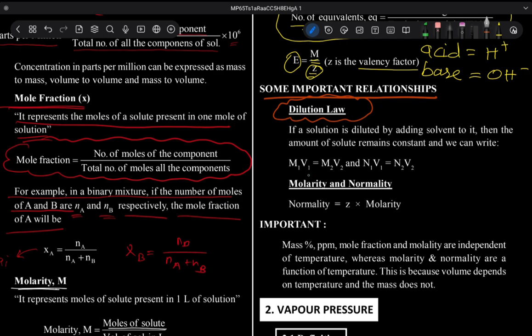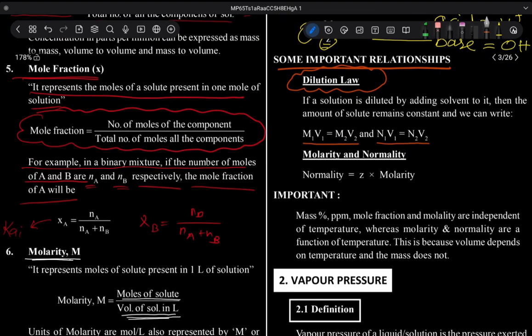Because the amount of solute doesn't change, we use this formula. For molarity, it will be M1 V1 equals M2 V2, and for normality it will be N1 V1 equals N2 V2. Okay, it means starting concentration into starting volume equals ending concentration into ending volume.